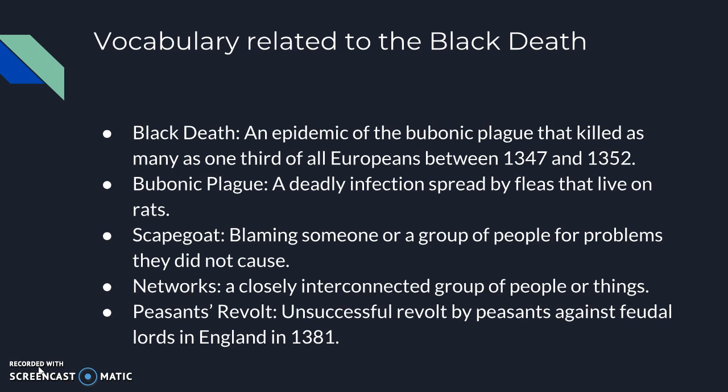And we'll talk more about that later. A scapegoat: blaming someone or a group of people for problems they did not cause. We'll talk about scapegoats related to Jews. Networks: a closely interconnected group of people or things. And finally, peasants' revolt: an unsuccessful revolt by peasants against feudal lords in England in 1381. So these were the 5 vocabulary words from the reading under the Black Death in the textbook.